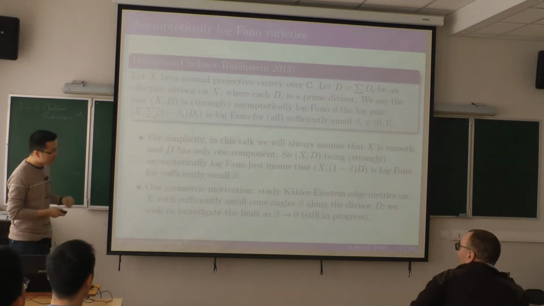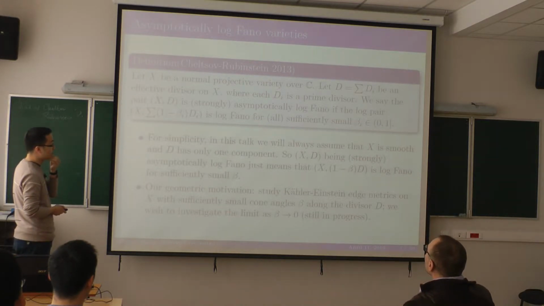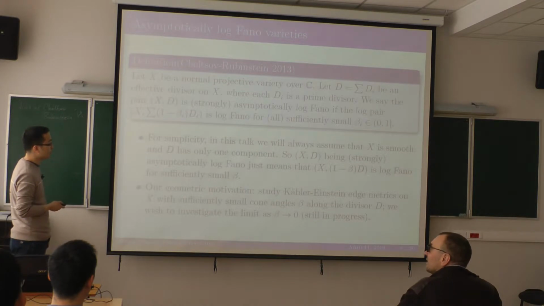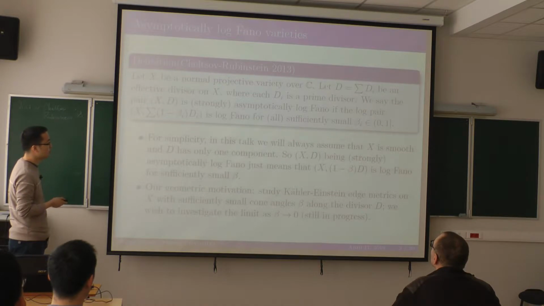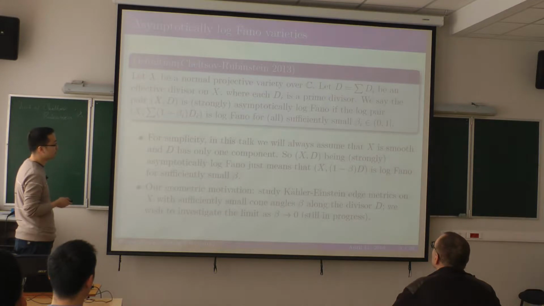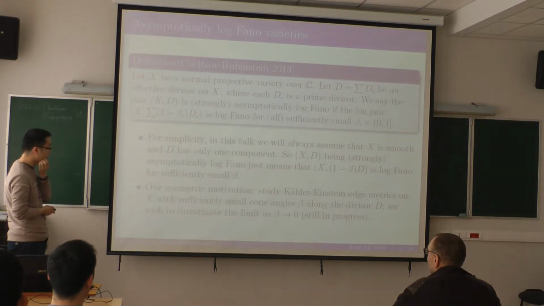This object also appeared in yesterday's talk, but usually in the literature, people let this beta be large. For instance, they want this beta to increase to 1. This is the program initiated by Donaldson. But in our case, our motivation is in the opposite direction. We want this cone angle beta to be very small. So basically, we want to study the asymptotic behavior of Kähler-Einstein edge metrics with sufficiently small cone angles.